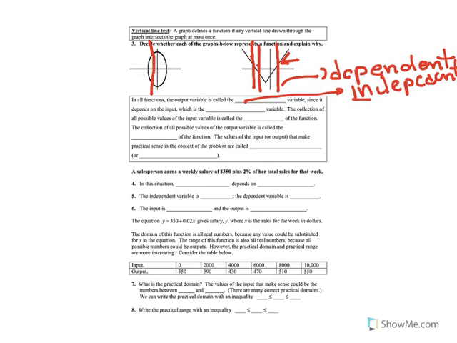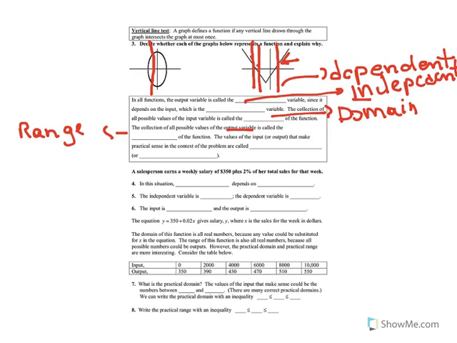Okay? Now, the collection of all the inputs is what we call the domain of the function. Okay, so that's the domain of the function. And the values that correspond to the domain, so the output values that correspond to the domain, represent the range of the function.